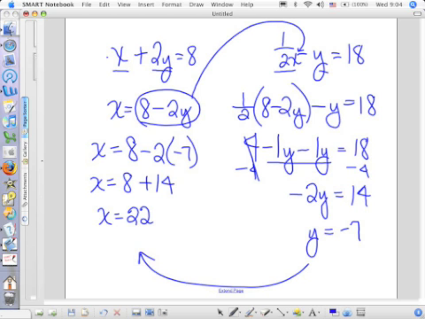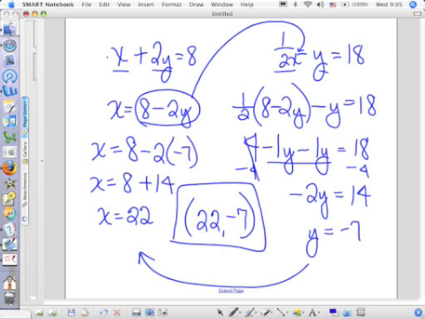Now remember though, this is an actual point on a graph where two lines are crossing each other. So how do we label points? We label points as ordered pairs, right? Where the x coordinate comes first and the y coordinate comes second. So this is how your answer should be written, as an ordered pair.